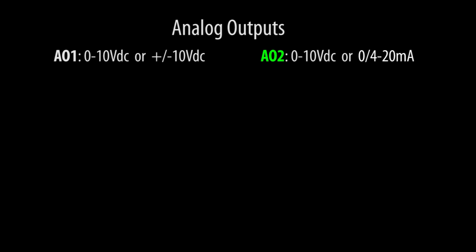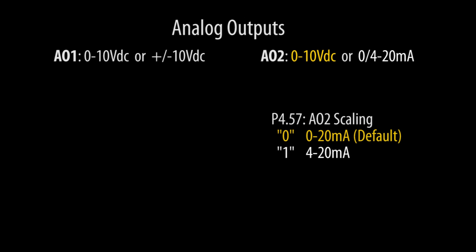Analog output 2 is identical to analog output 1 with one exception. The switch really does switch output 2 between voltage and current. Other than that, the exact same rules apply. If you're using the voltage setting, make sure the scaling is set to 0 to 20 so you get the full voltage range. If you have the switch set to current mode, then parameter 457 switches between 0 and 4 to 20 milliamps. Analog output 2 has one other benefit: bias control.